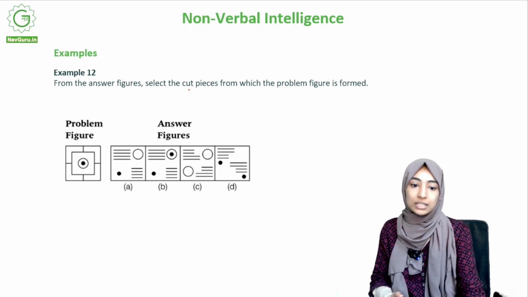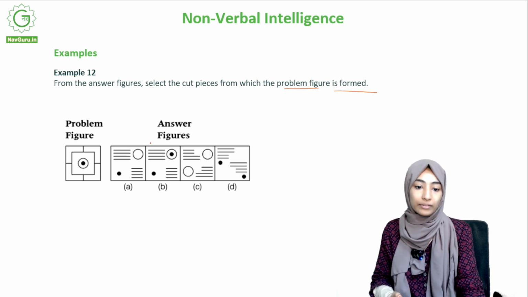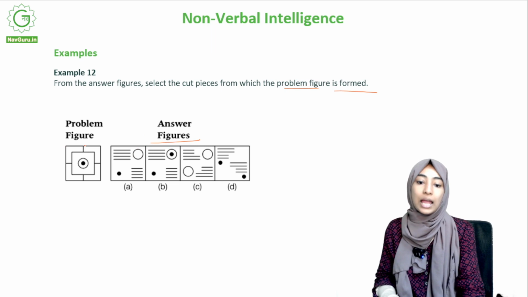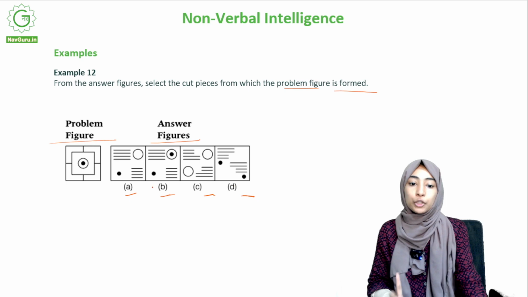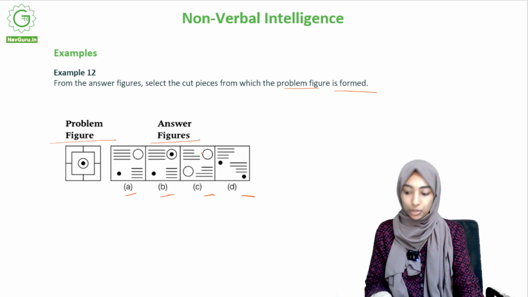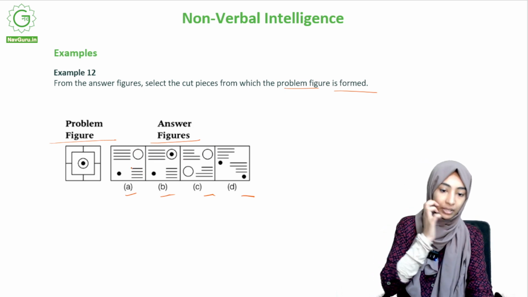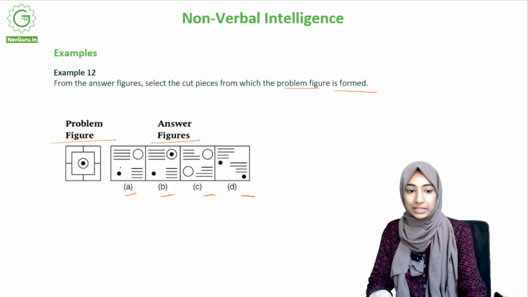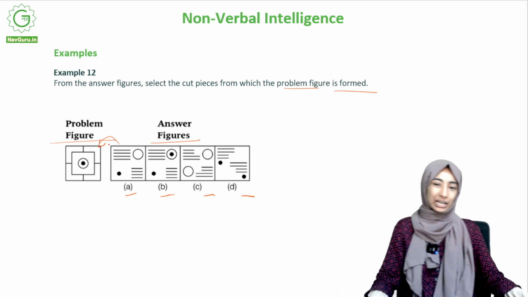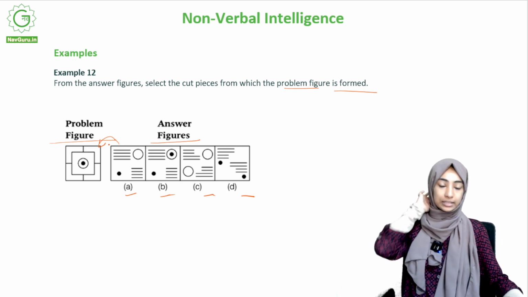From the answer figures, select the cut pieces from which the problem figure is formed. Basically, you have many answer figures, and you have a problem figure. And you have four options here, A, B, C, and D. You need to see out of these four options which is the piece from which the problem figure is formed, right? So I have four pieces here. I want to see with which piece I can form the problem figure. I'll give you some time to try to figure it out on your own, and then I'll discuss it, okay?